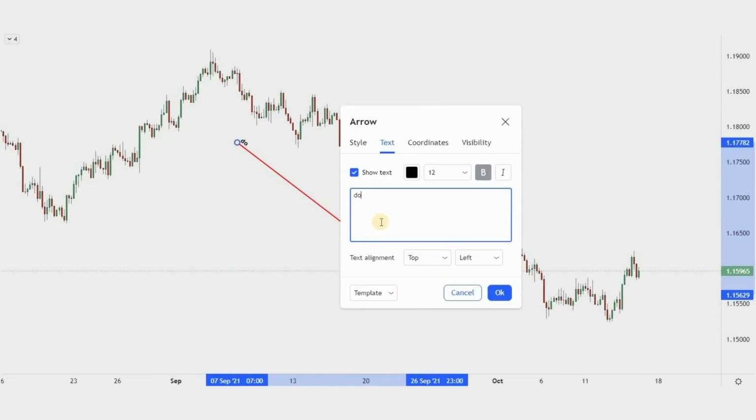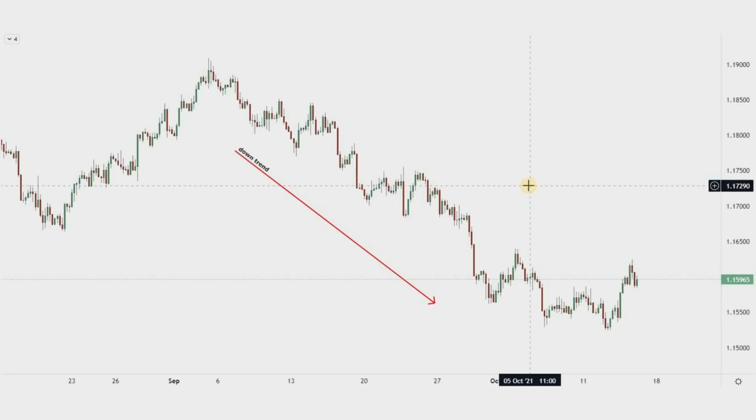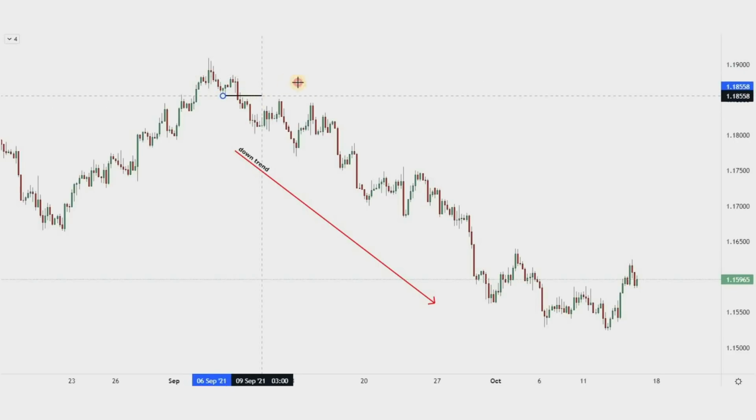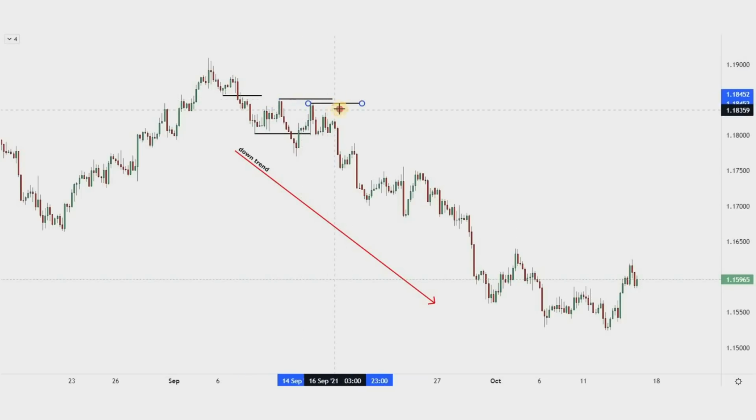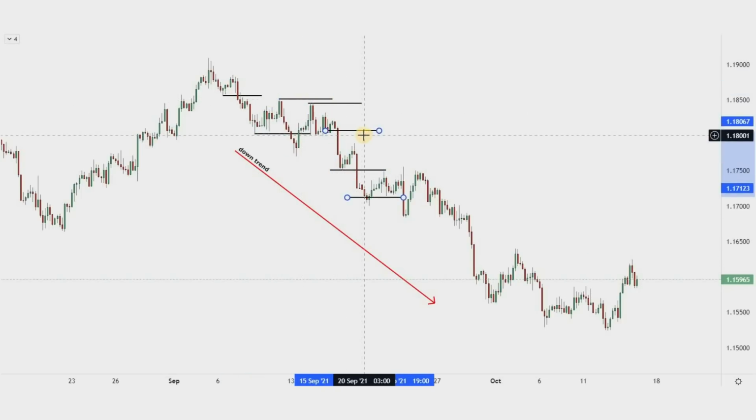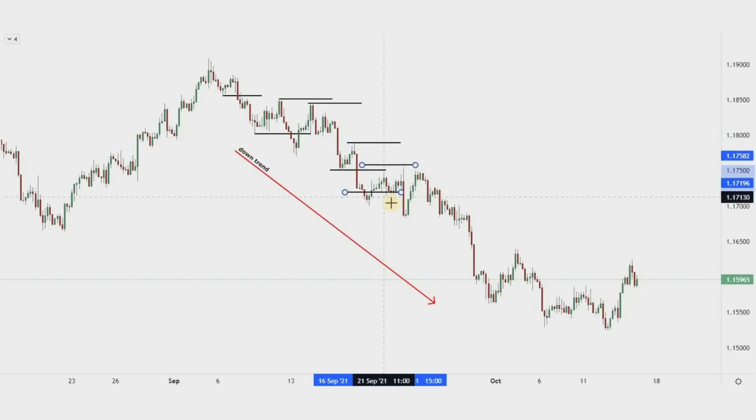We always start by defining the trend. And this chart shows clearly that we are in a downtrend. The next step is defining the structure. The downtrend consists of lower highs and lower lows. With a horizontal line we defined each of them. This technique will help you to spot them correctly if you are a newbie.